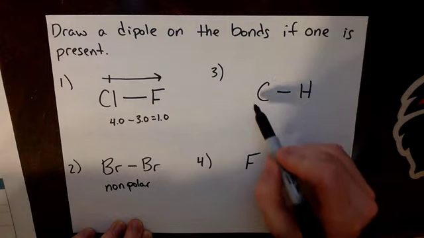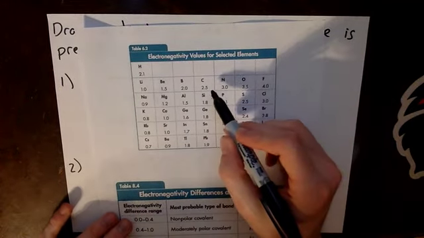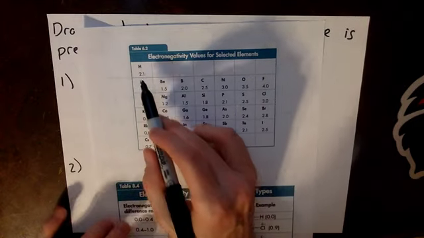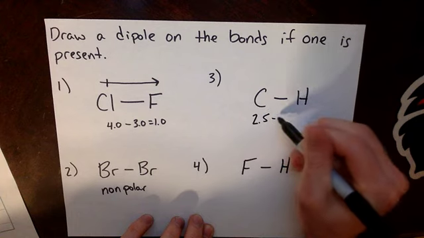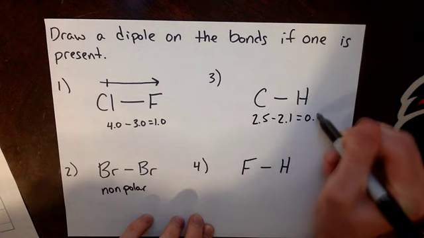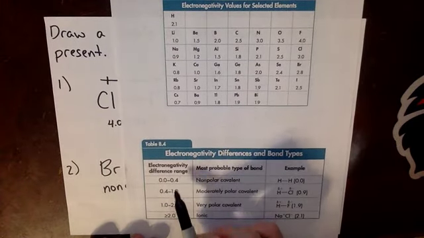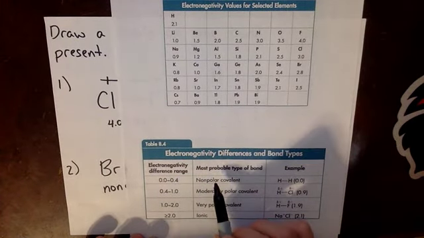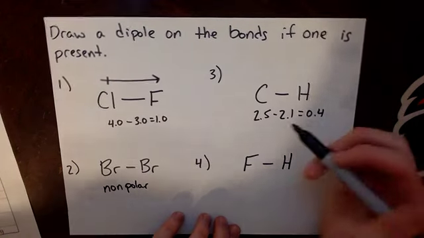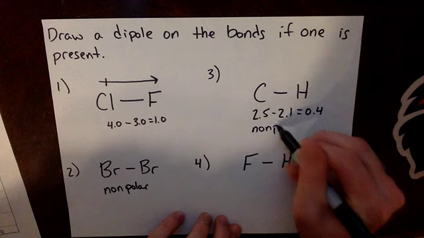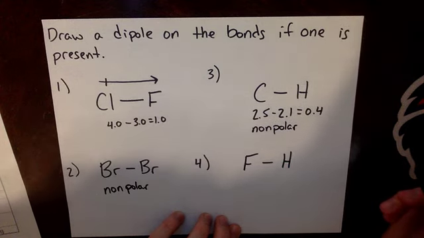Okay, number 3, a carbon bonded to a hydrogen. So we'll look at our electronegativity values. Carbon is 2.5, hydrogen is 2.1. So we'll subtract to find our difference. 2.5 minus 2.1 is a difference of 0.4. And according to our chart, if it's 0.4, that is going to be considered nonpolar. So even though there is a difference in electronegativity, it's not enough to make this molecule or this bond have a dipole. It'll be nonpolar as well.